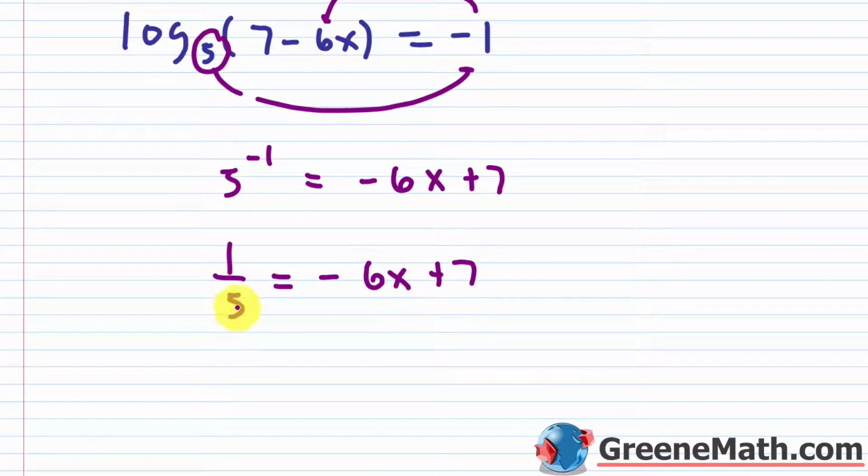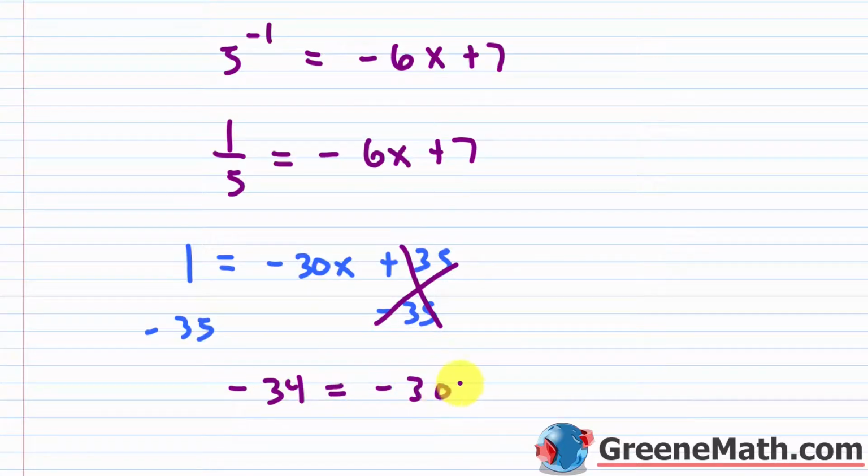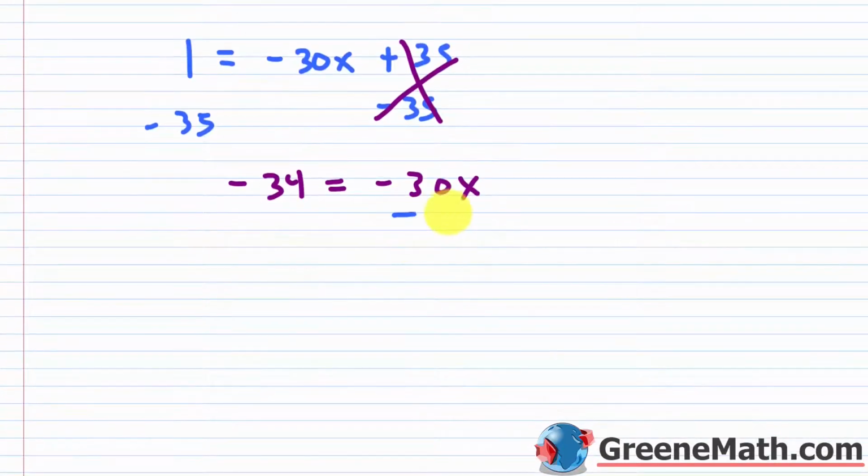If you want to clear that denominator, you can multiply everything by 5. If I multiply 1/5 by 5, I get 1. If I multiply -6x by 5, I get -30x. If I multiply 7 times 5, I get 35. So at this point, I can solve for x. I'm just going to subtract 35 from each side of the equation. This will, of course, cancel. 1 minus 35 is -34. This equals -30x. And if I want to get x by itself, I divide both sides by -30.